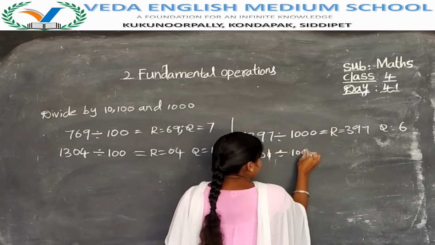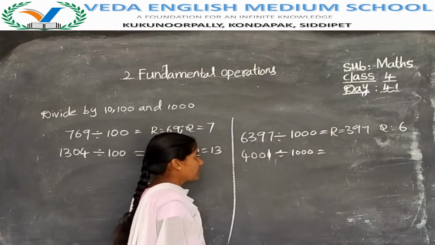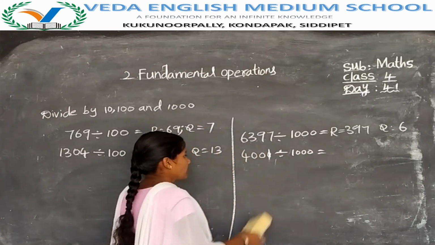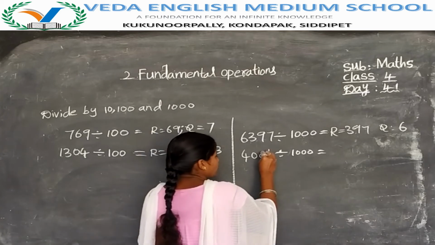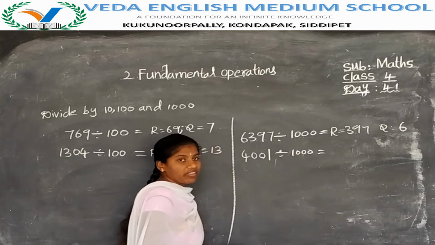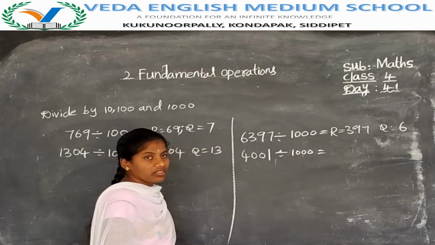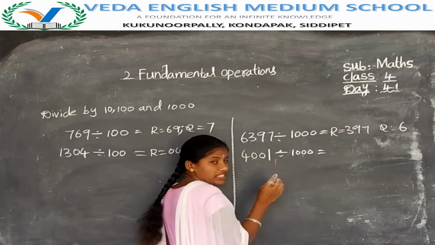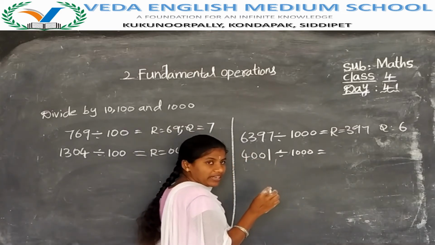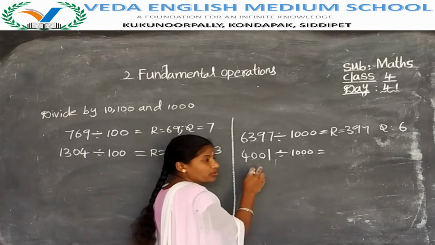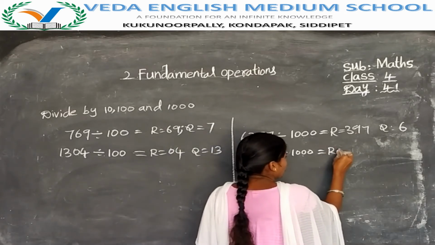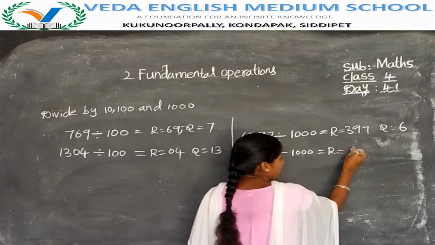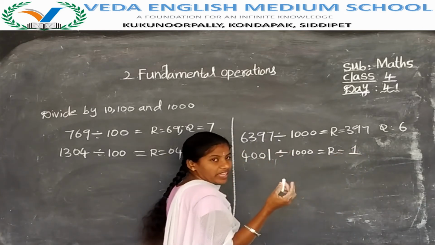4001 divided by 1000. Then I am dividing this 4001 with 1000. So how many zeros are there? 3 zeros. So first 3 digits are remainder and last digit is quotient. So remainder is equal to, what is the remainder now? Remainder is 1. Why I am taking 1?